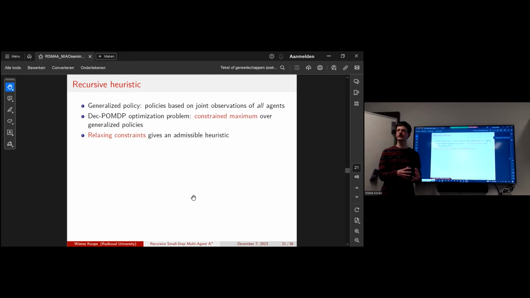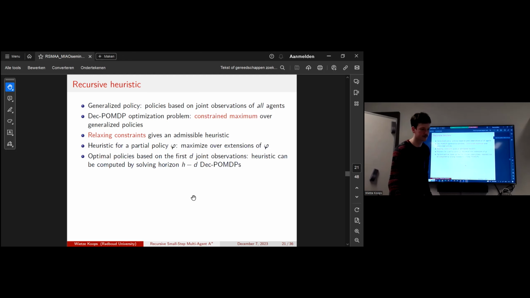Another idea is, I have this constraint optimization problem. If I relax constraints in the maximization problem, I get an upper bound, so that gives me an admissible heuristic. I don't only need a heuristic for the whole problem, I also need a heuristic for each partial policy. But then I just maximize over the extensions of the partial policy, so all the policies that agree with this phi up to the point where phi specifies it.